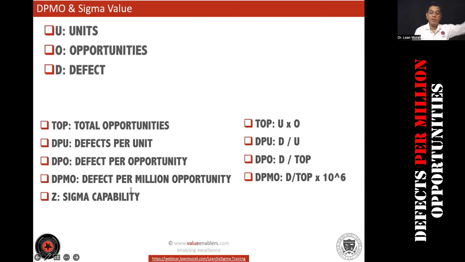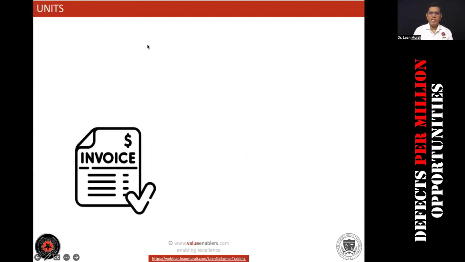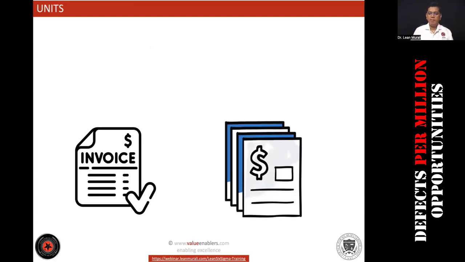I'm going to go deeper. If the customer is asking you to check some 10 different specifications, and each specification important to the customer is an opportunity to create a defect. And finally, we'll find out sigma capability. Sigma capability is very easy because you just see one table and find out. Once you calculate DPMO, you can find out from the table.